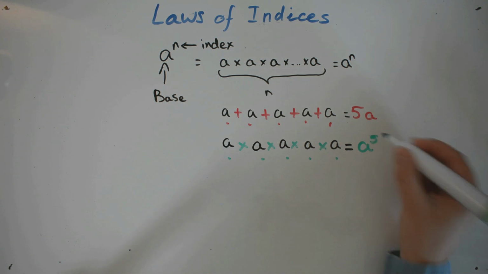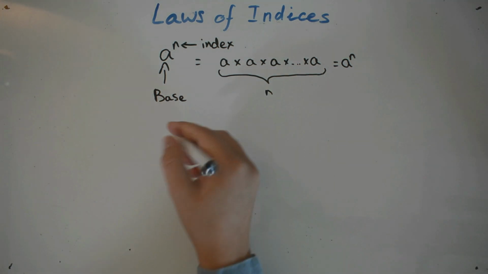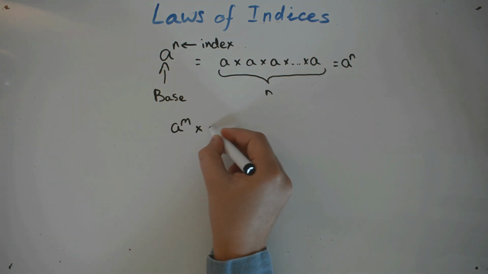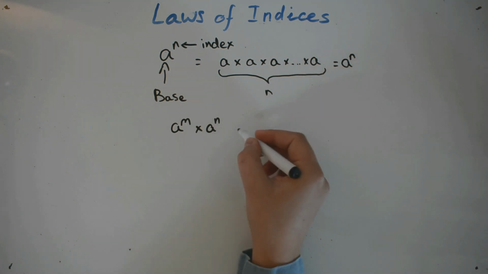Let's now look at some of the laws. So the first law is a to the power of m times a to the power of n. And all you need to do is just add the powers. So it will be a to the power of m plus n.